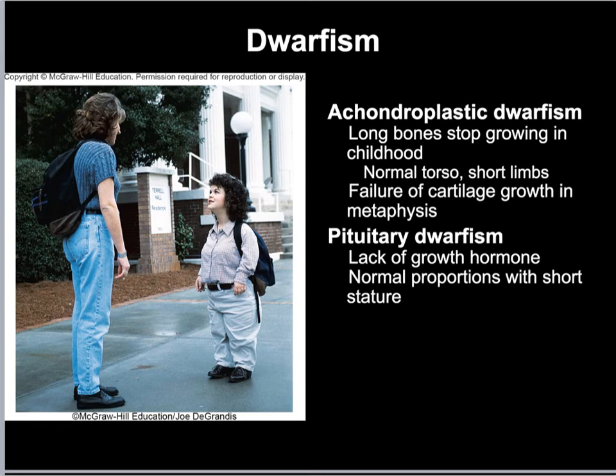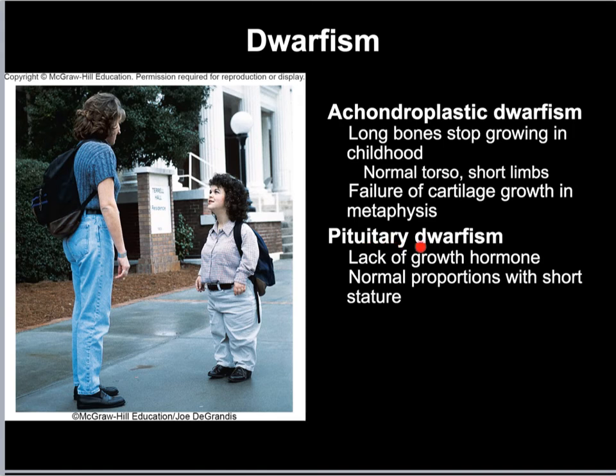And this usually takes place in early to mid-adolescence. So what you end up with is a person who has a normally proportioned trunk and then shortened limbs, because the limbs are the ones that are going to be growing through endochondral ossification.